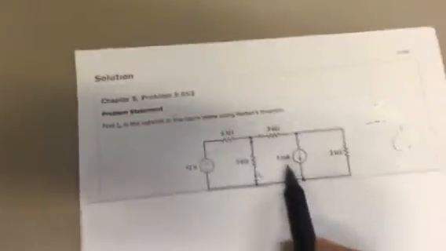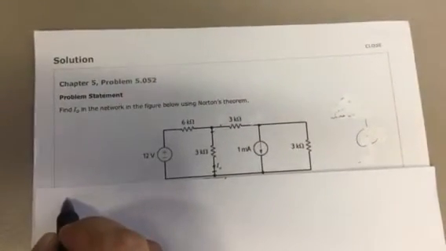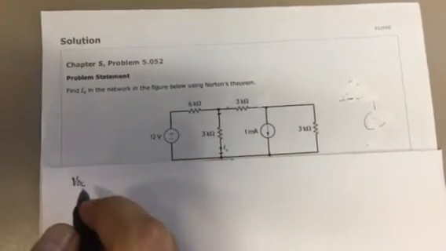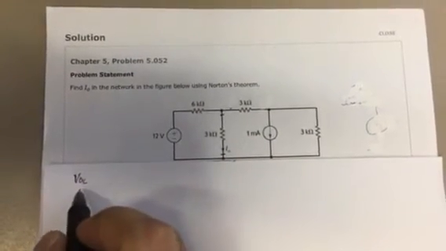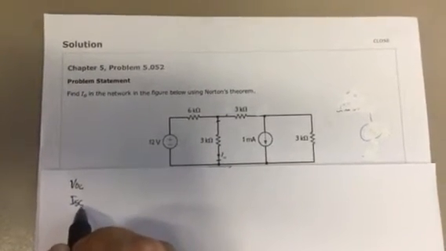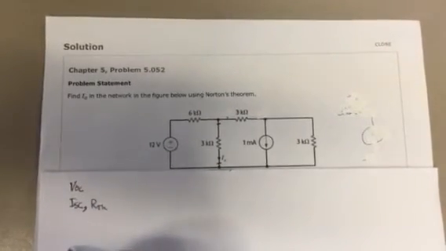If you want to use Norton's theorem, you need to know that instead of finding the VOC that we usually do for Thevenin's theorem, we want to find the I short circuit. So we want to find the I short circuit and R Thevenin. These are the two things that we're looking at.